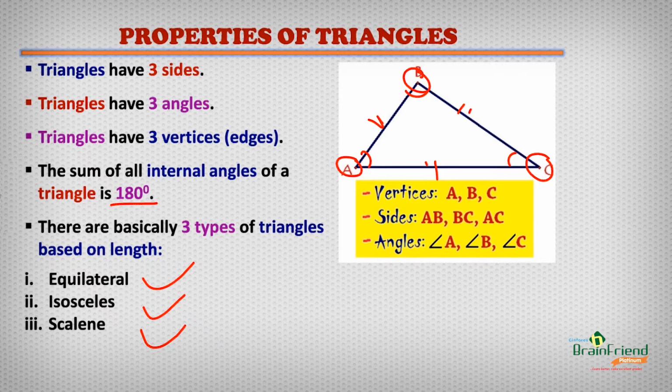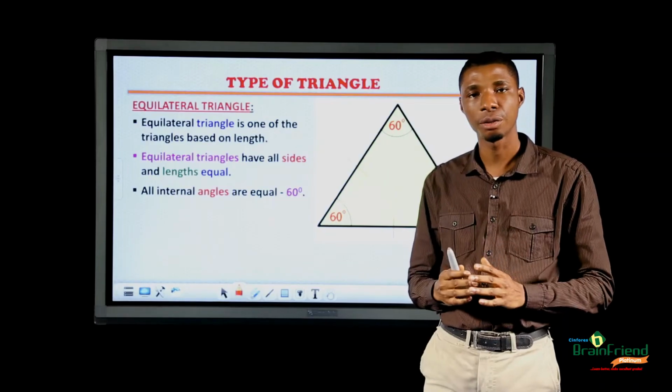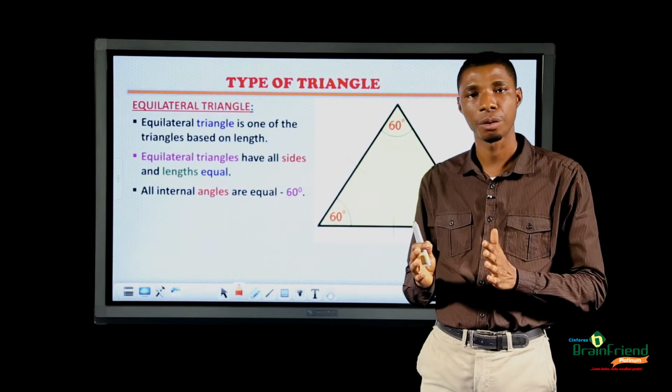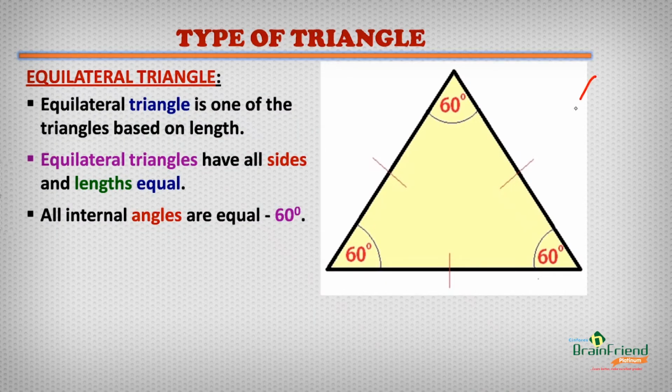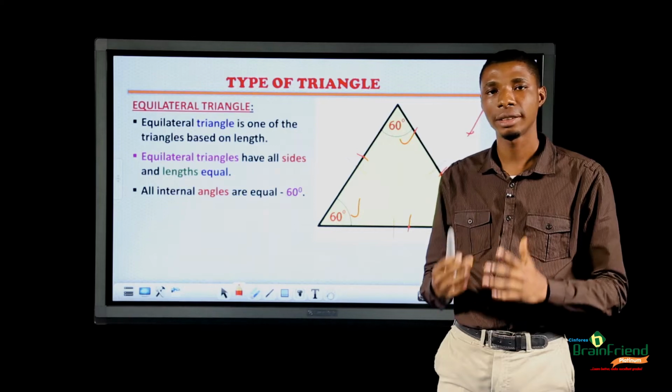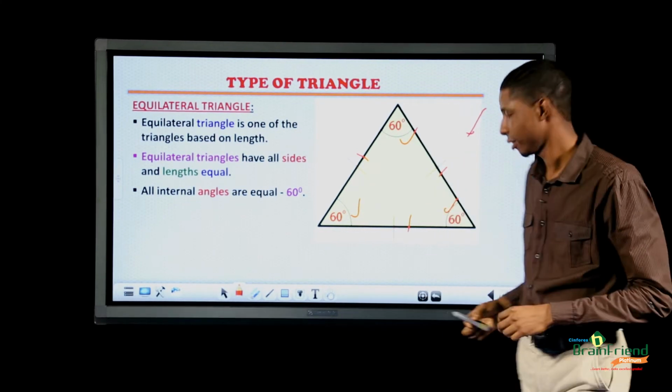Now, let's go on as we discuss the different types of triangles, starting with the equilateral triangle. In an equilateral triangle, all sides and lengths are equal. The internal angles are the same. You can see from this image, the angles are the same, and the 3 sides are equal. Now, let's see how we can construct an equilateral triangle with the following procedures.